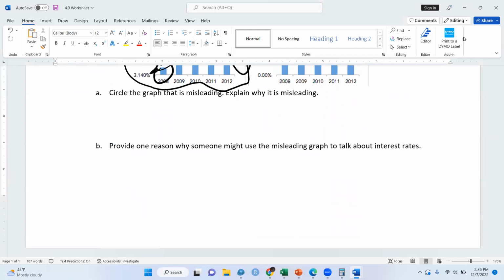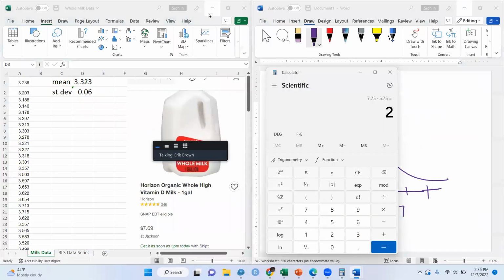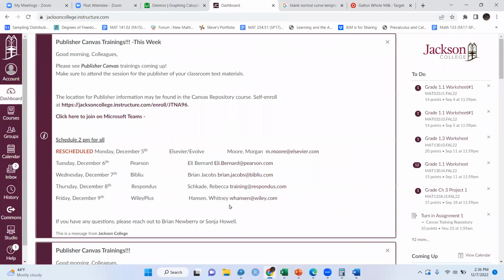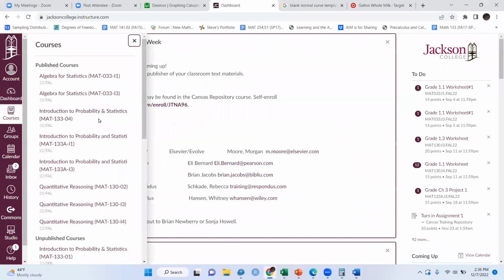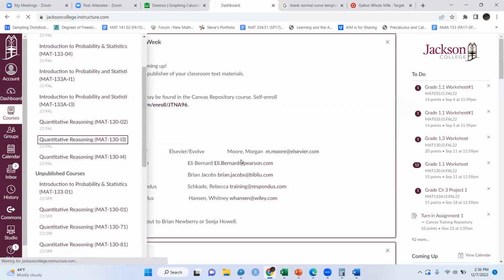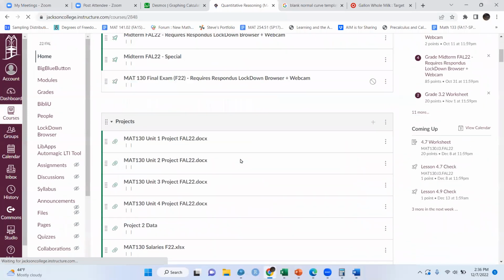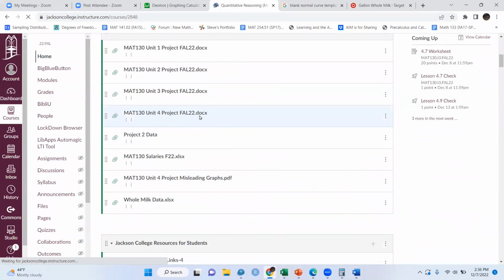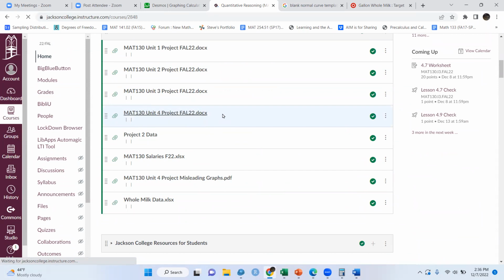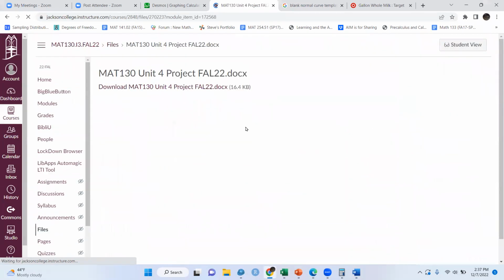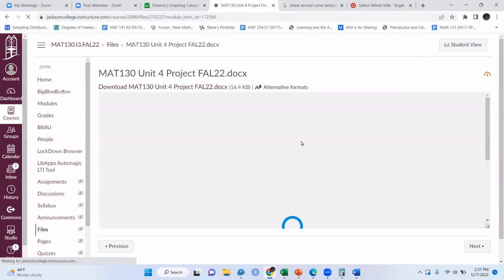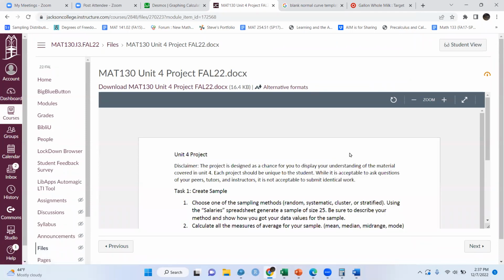I want to show you the last piece of the project. And then I will say, hasn't it been wonderful? See you on Monday when we work through the Unit 4 reviews and prep for the final exam.